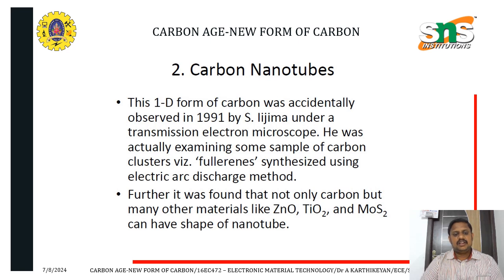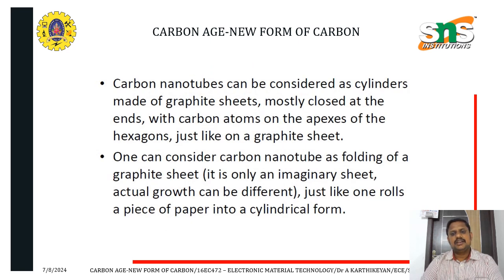Mainly, the carbon nanotubes, or 1D, were developed in 1991 by Iijima using a transmission electron microscope. He was actually examining some sample carbon clusters like fullerenes synthesized using the electric arc discharge method. Zinc oxide, TiO2 and MoS2 nanotubes can also be formed in many materials. Carbon nanotubes can be considered as cylinders made of a graphite sheet, mostly closed at the ends.